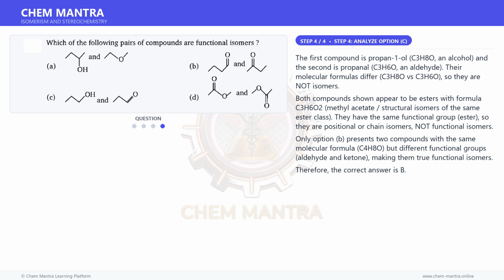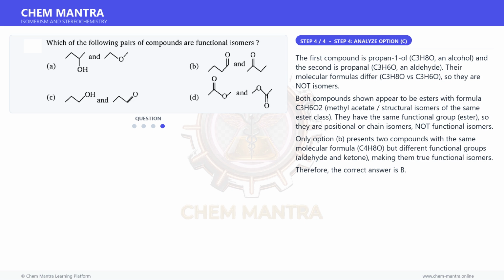Both compounds shown appear to be esters with formula C3H6O2, methyl acetate structural isomers of the same ester class. They have the same functional group, ester, so they are positional or chain isomers, not functional isomers.